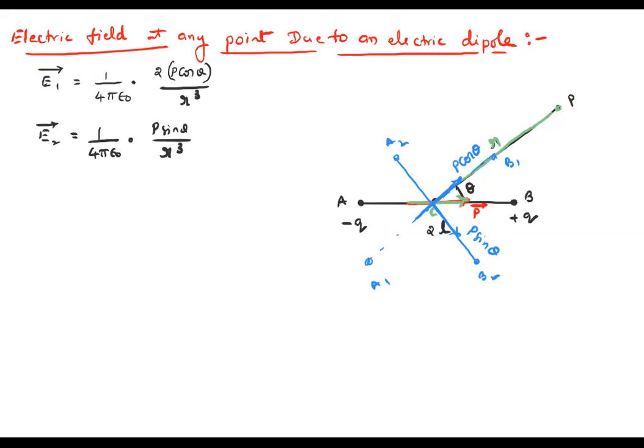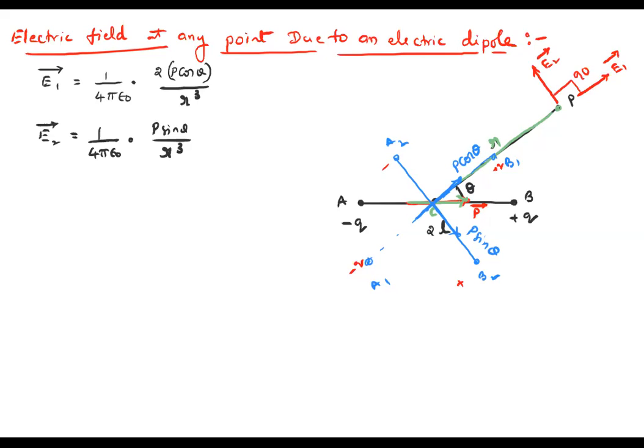Now we need to represent the values of E1 and E2. As you know, E1 always acts along the dipole. That's why this is the direction of E1 bar, negative charge to positive charge. Now for E2 bar, this is negative, this is positive, therefore positive charge to negative charge is the direction of E2. That means it is parallel to this one, P sin theta, opposite. E1 bar is in the direction of P cos theta, and E2 bar is in the opposite direction of P sin theta.